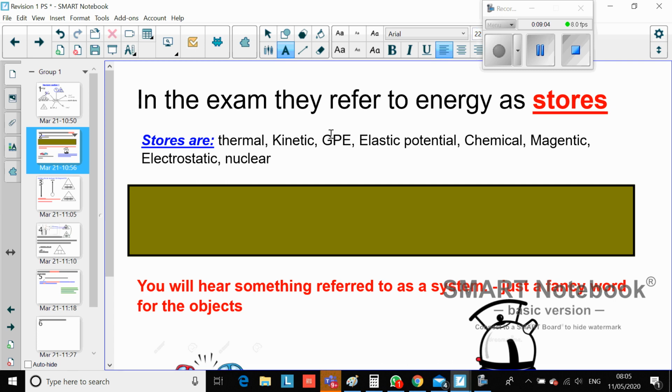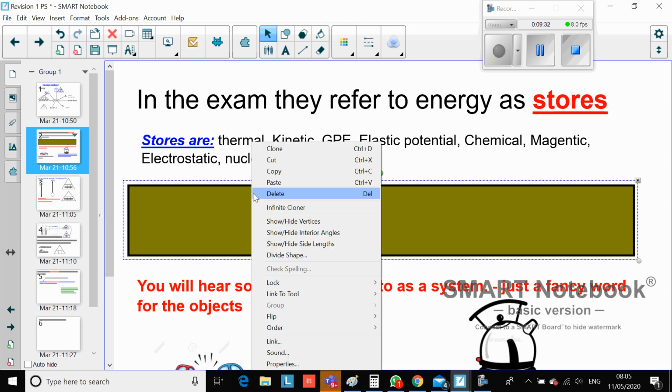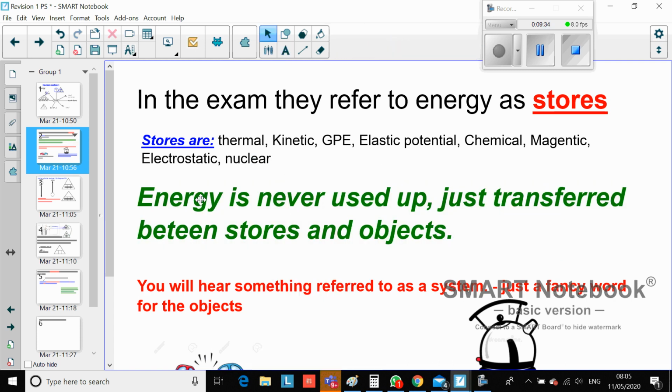Elastic potential energy. If you stretch an elastic band and hold it in the stretch position, it has potential to move. Chemical energy. Things like petrol is a chemical, and you can burn it and release that energy. Or food. Food is made up of chemicals. So if you eat, say, a chocolate bar, you break down the chemicals and release the energy. Magnetic, electrostatic, and nuclear, you don't really need to know a great deal about. But energy is never used up, just transferred between stores and objects.